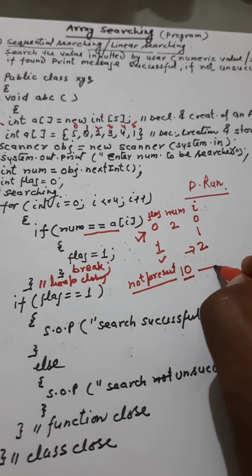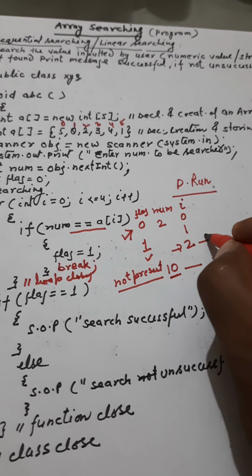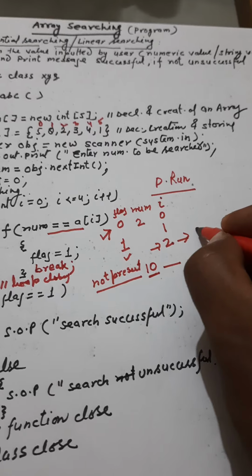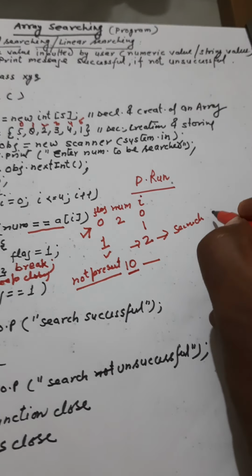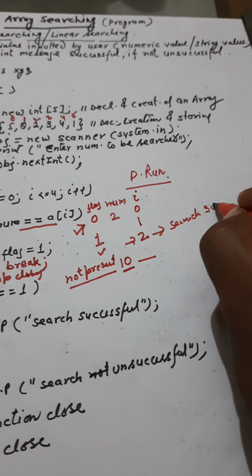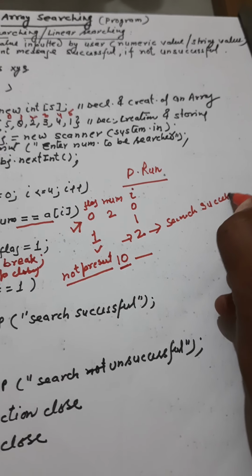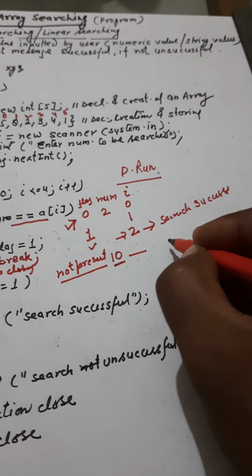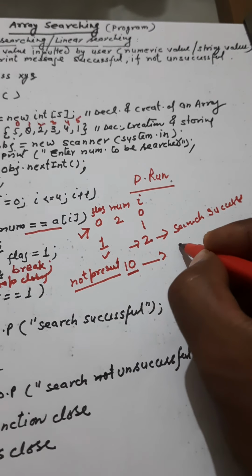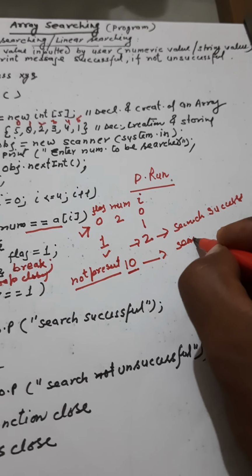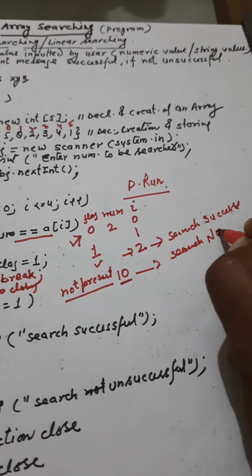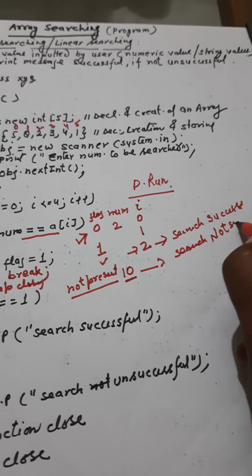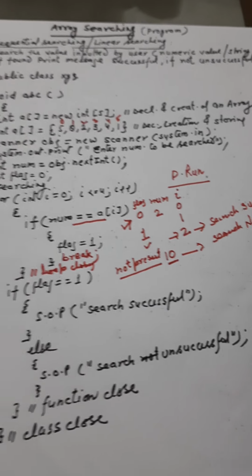For this value, search successful. And for this value, search not successful. Is it clear to everyone? Thank you.